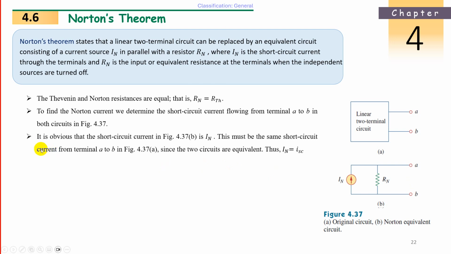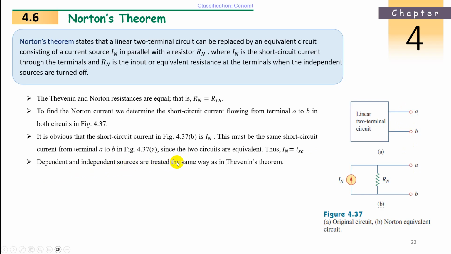It is obvious that the short circuit current is IN; this must be the same short circuit current from terminals A and B. So if you see here, the current flowing from A to B is the same current that would flow here if you remove RN. So the current IN is nothing but ISC. When short circuited, we call it ISC, but as per definition it is Norton's current.